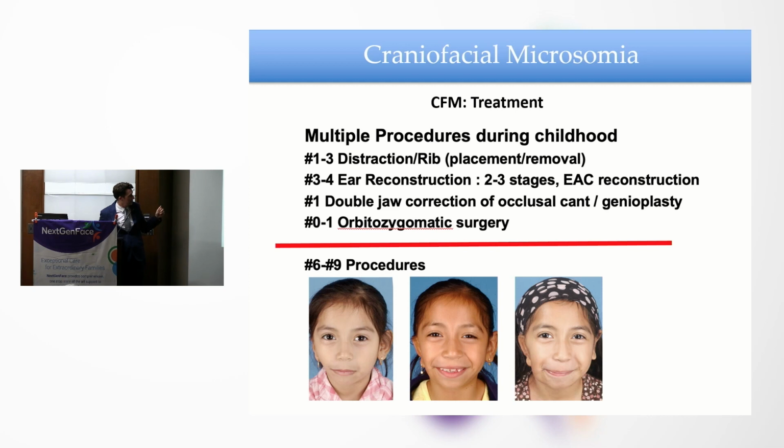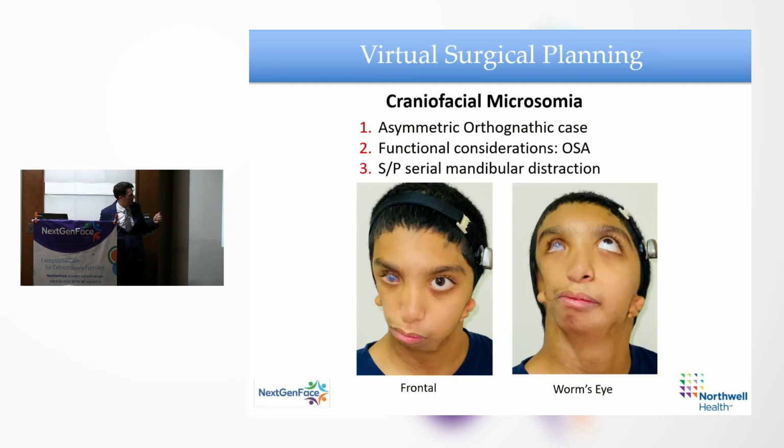You can see all the surgeries that a craniofacial microsomia patient may have with distraction, ear reconstruction, orthognathic surgery. All those are opportunities to add fat so you can avoid the free flap when they're skeletally mature. This is one of our patients we did recently. Obviously, you can see severe facial asymmetries, Goldenhar syndrome, which is the most severe form of craniofacial microsomia.